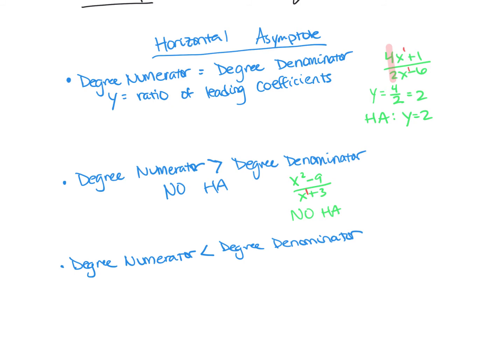Lastly, we have the degree of the numerator is less than the degree of the denominator. Then our horizontal asymptote is just y is equal to 0. Every time, you don't need to solve, that's just what it's going to look like.